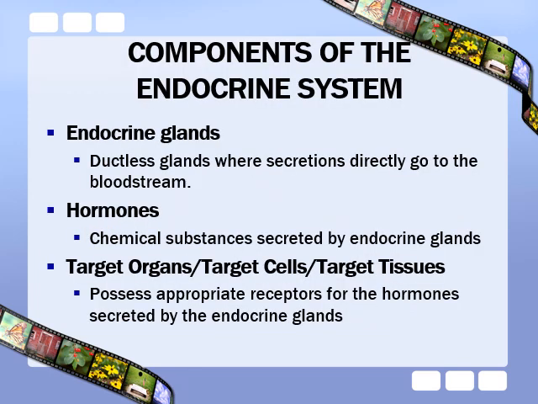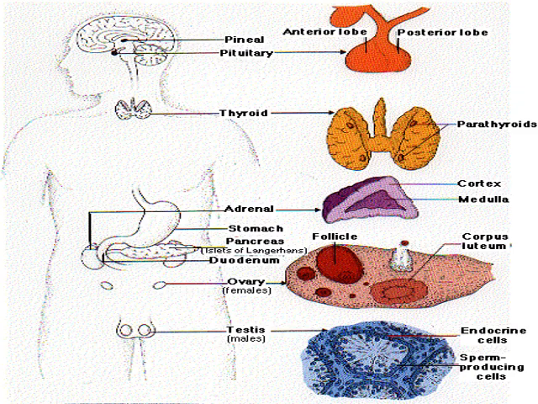What are the components of the endocrine system? We have the endocrine glands. They are the ductless glands whose secretions go directly to the bloodstream. We have the hormones, which are chemical substances secreted by the endocrine glands. And we also have the target organs, target cells, or target tissues, where the receptors for the hormones secreted by the endocrine glands are found. So this is the picture of the different endocrine glands located in our body.